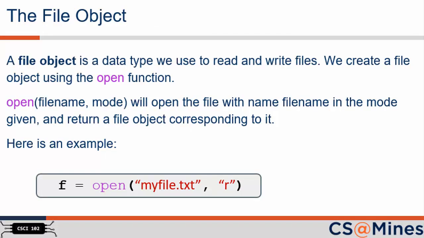The next question to ask is, how do we open files in Python? We open files with the file object, which is a data type used to read and write files. A file object is created by using the open function, and this open function takes 2 parameters: the path to your file, which can be relative or absolute, and the mode, which specifies how to open the file. For example, open the file for reading.